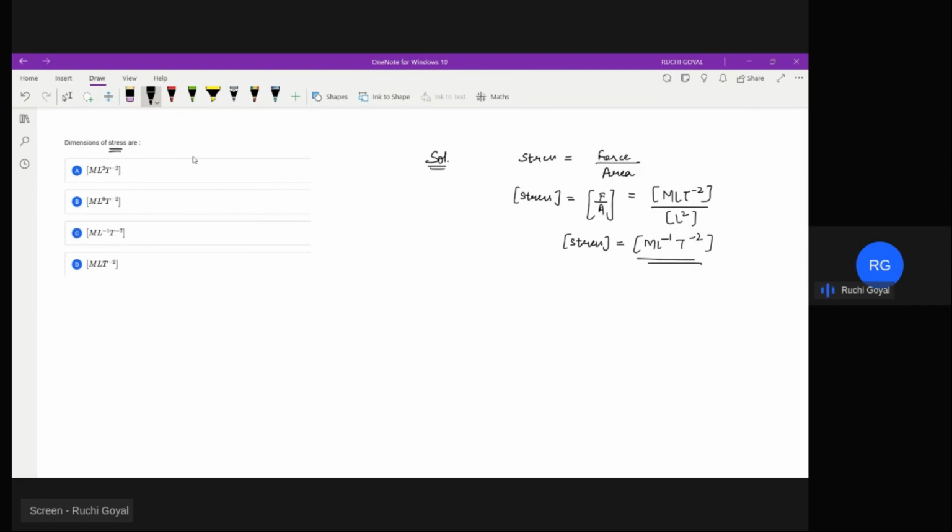So check which option is matching, ML minus 1, T minus 2. This is ML2, T minus 2, this is not there. ML0, T minus 2, it will also not be there. ML minus 1, T minus 2, see, this is the correct answer. And this is again wrong, it is L1, but we have L minus 1. Correct? Yes. So this is also a very, very simple question. So we have done many questions on dimensions and analysis, right?